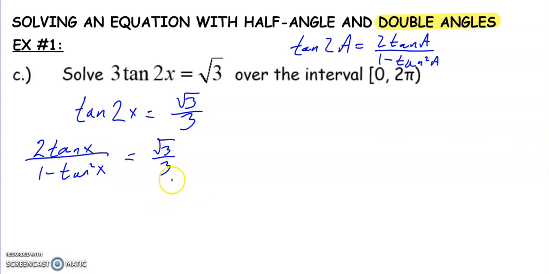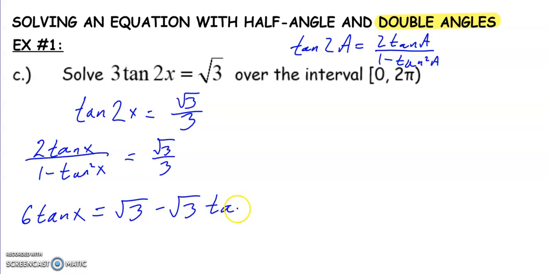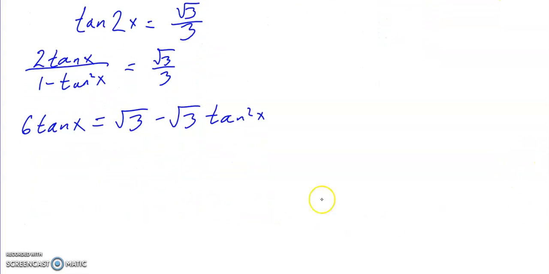All right, we have a fraction that equals a fraction, so I am going to cross multiply. So we're going to have 6 tangent x, 3 times 2 tangent x is 6 tangent x, equals, now I'm going to distribute the radical 3 to both of these. So that's going to be radical 3 minus radical 3 tangent squared x. Because I have a tangent and a tangent squared, I'm thinking, hey, let's see if this factors, or maybe use a quadratic formula or whatnot.